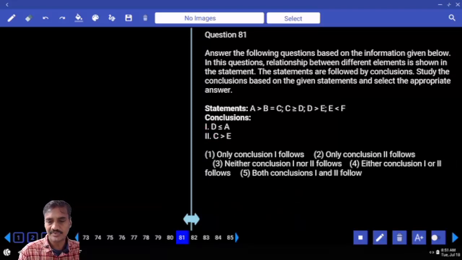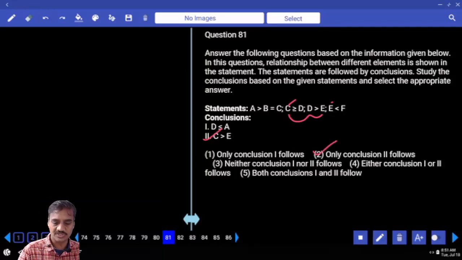Then 81. In this 81, the relation between A and D. A is here and D is here. Which element is common? C. A greater than C, C greater than or equal to D. A greater than D, D lesser than A, but not equal to. Then the relation between C and E. C is here, E is here. Which element is common here? D. C greater than or equal to D, D greater than E, so C greater than E is definitely true. Only 2 follows, that is choice 2.